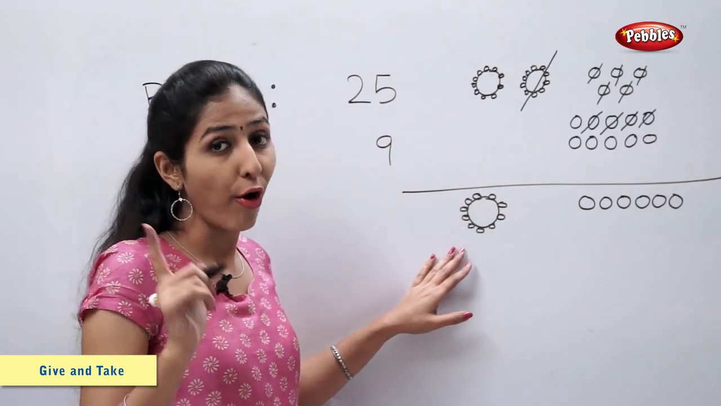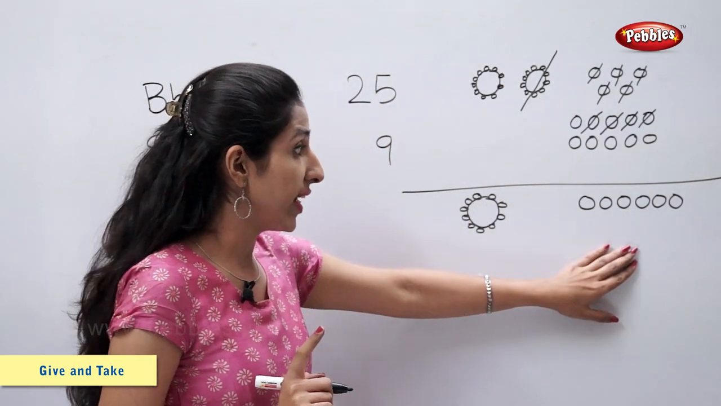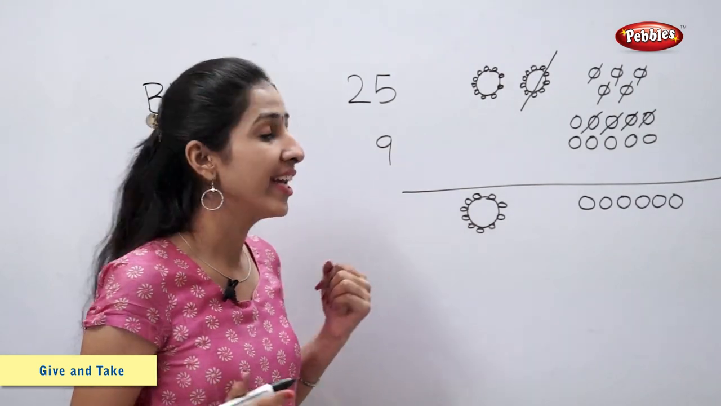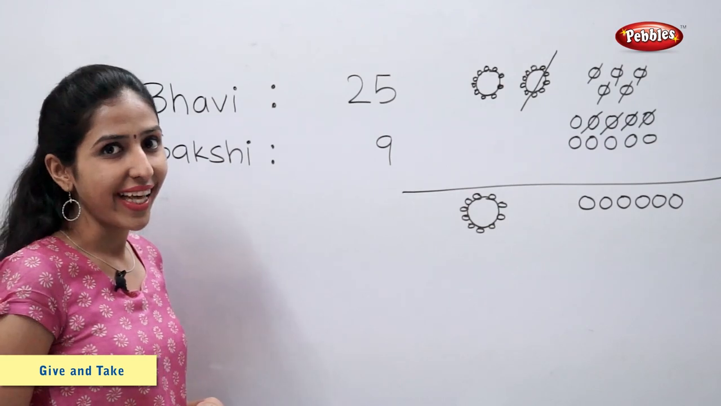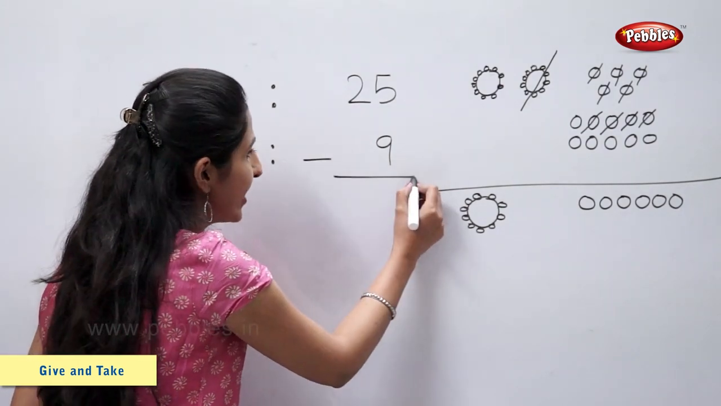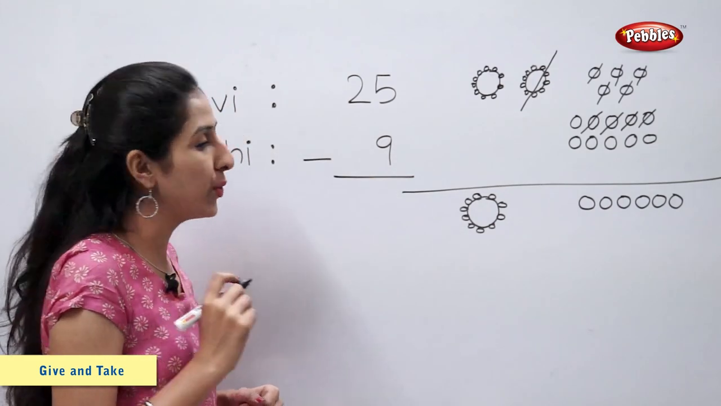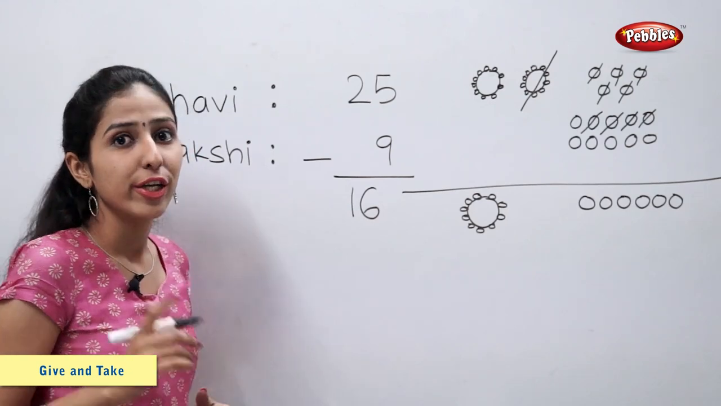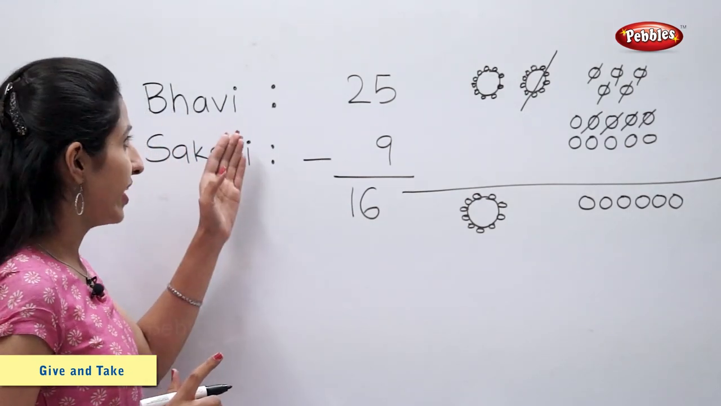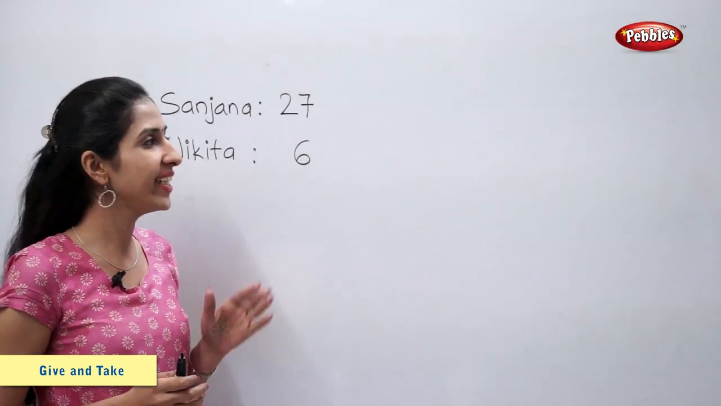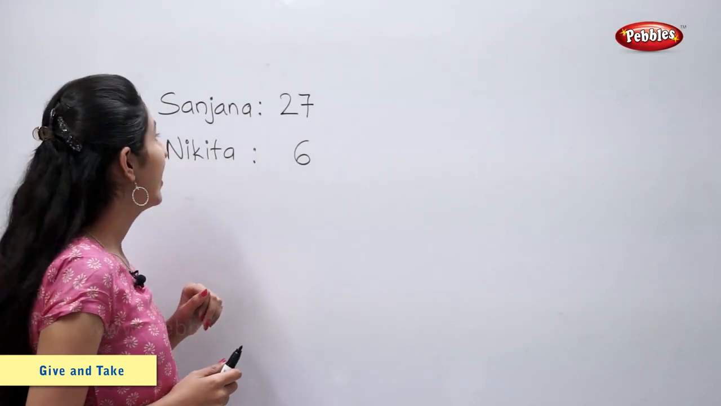1 bangle of 10 pearls, 6 loose pearls, that is 16. We can also say that 25 minus 9 is equal to 16. So now Bhavi is left with 16 pearls. Let's look at this example.